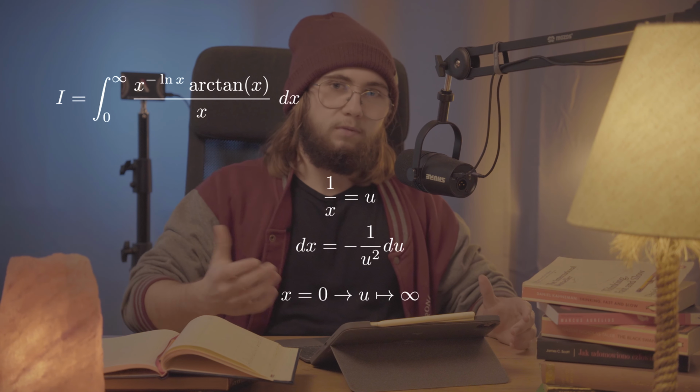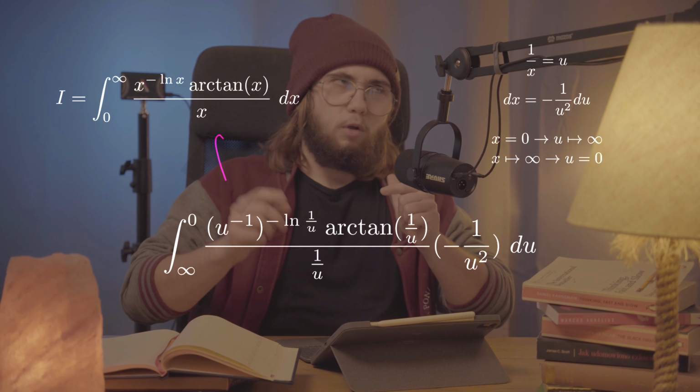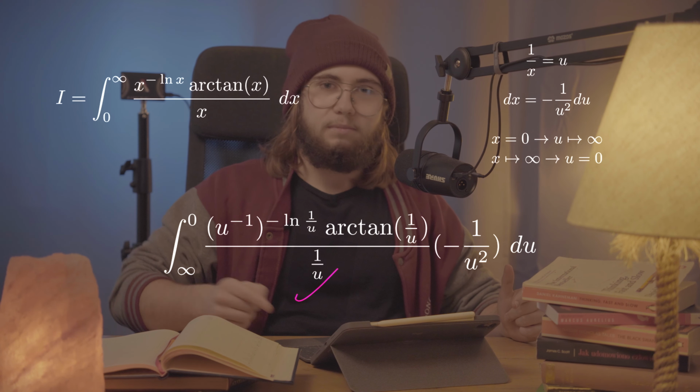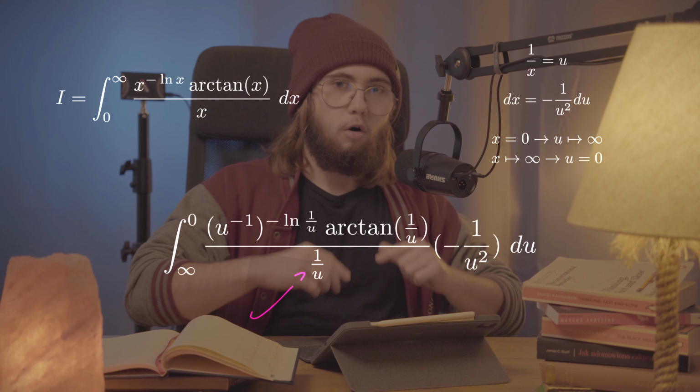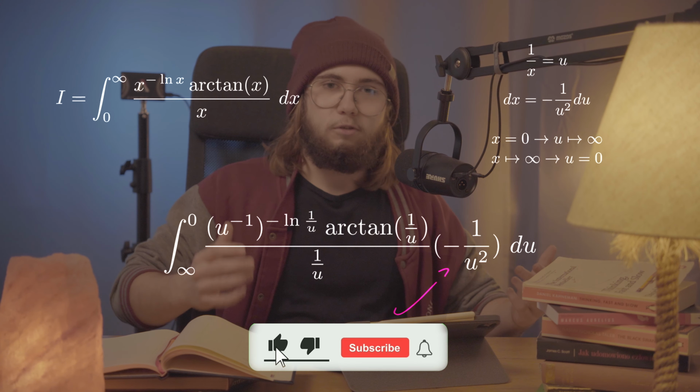That will make my dx be negative 1 over u squared du, and as to the bounds, whenever x goes to 0 from above, the lower bound, u is going to go to positive infinity. Whenever x goes to infinity, u goes to 0. So my integral becomes an integral from infinity to 0, quite weirdly, of u to negative 1 to the power of negative natural log of 1 over u times the arctangent of 1 over u all over the reciprocal of u times the new du, which is negative 1 over u squared du.